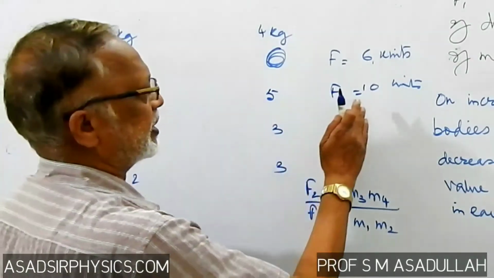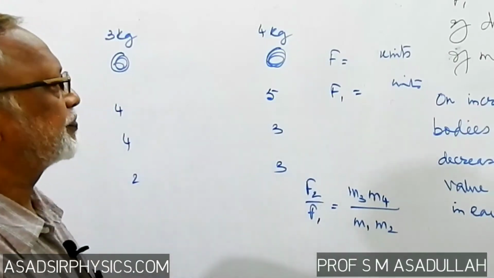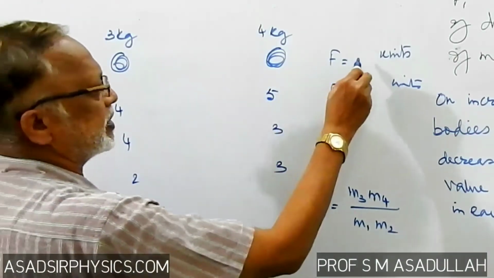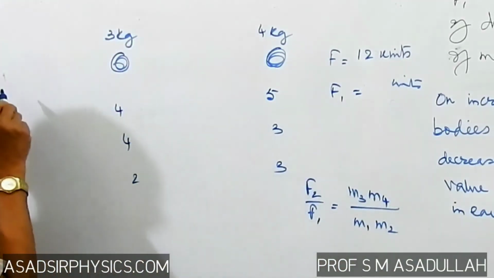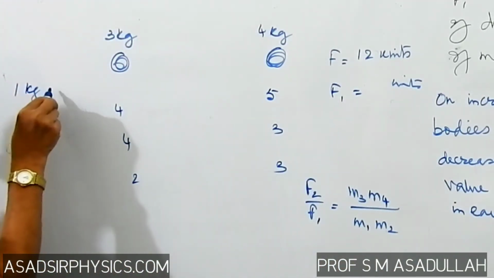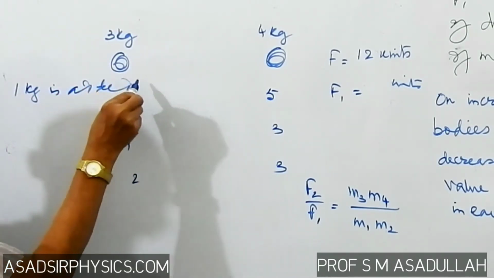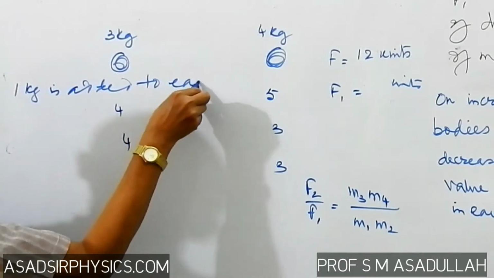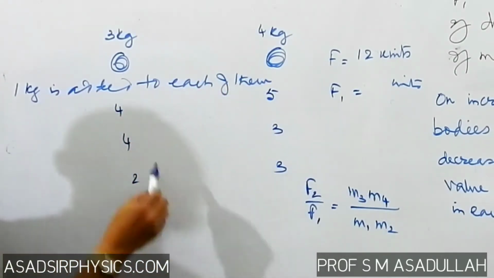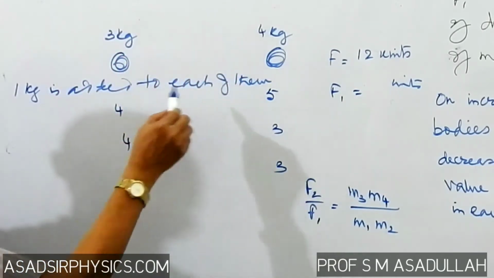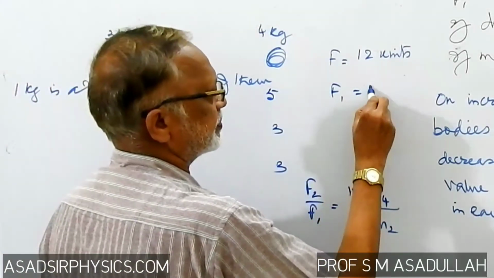Now I'll repeat this once again. Suppose we have two bodies of masses 3 kg and 4 kg. They attract each other with a force of 12 units. Suppose 1 kg is added to each of them. So this will become 4, this will become 5, 4 5s are 20. The answer is 20 units.